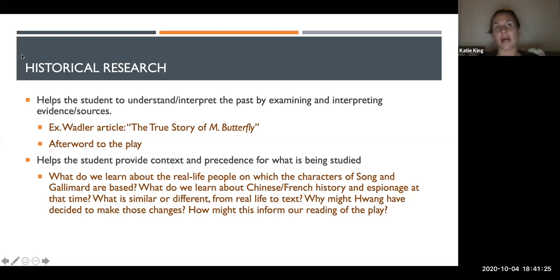What about other cultural mores or values or belief systems, right? Like if we have this taboo subject of gender and sexuality going on in this play, or at least taboo for its time, why might finding out more about the history and the geography of these places be important? What's similar or different from real life to text?